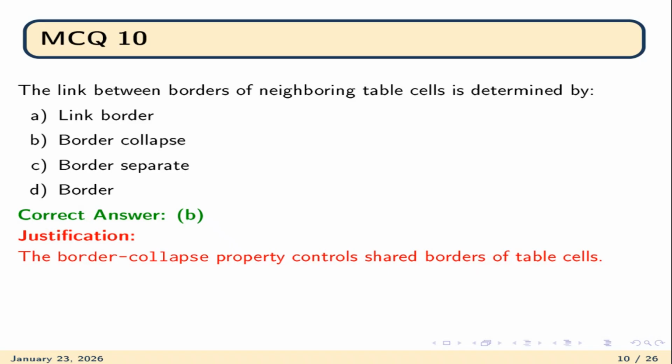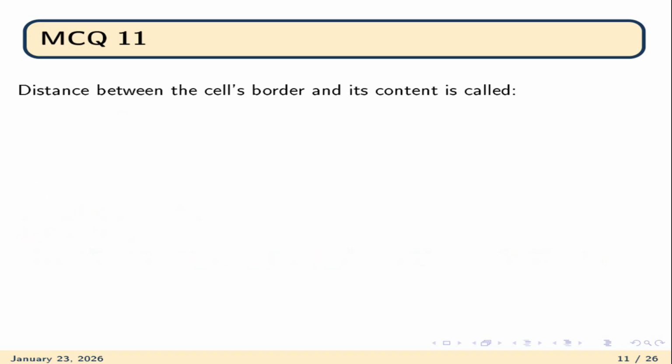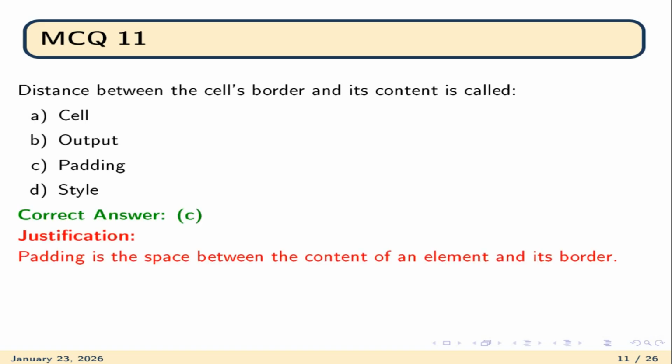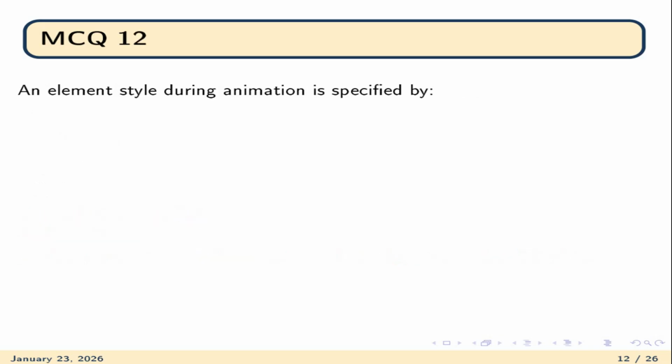The border collapse property controls the shared border of table cells. Question number 11. The distance between the cell's border and its content is called: cell, output, padding, style. That is correct, option C. That is the padding. Padding is the space between the content of an element and its border. Content और elements के content और border के दरमियान जो space होगी उसको हम कहते हैं padding.